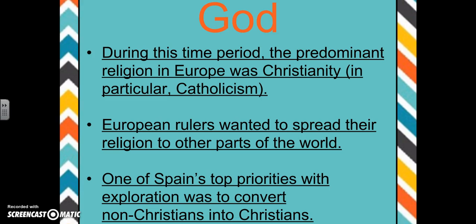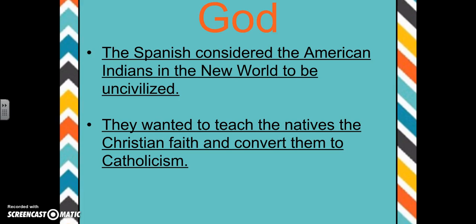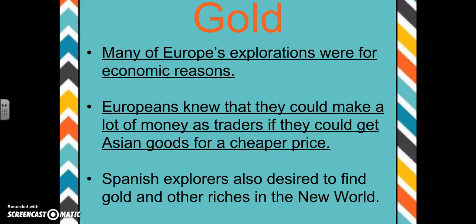During this time period, the predominant religion in Europe was Christianity, in particular Catholicism, a branch of Christianity. European rulers wanted to spread the religion to other parts of the world. One of Spain's top priorities, this is important, it's a test question, with exploration was to convert non-Christians to Christianity, because the Spanish considered the American Indians in the New World to be uncivilized, and they thought that they needed religion to fix them. They wanted to teach the natives the Christian faith and convert them to Catholicism.